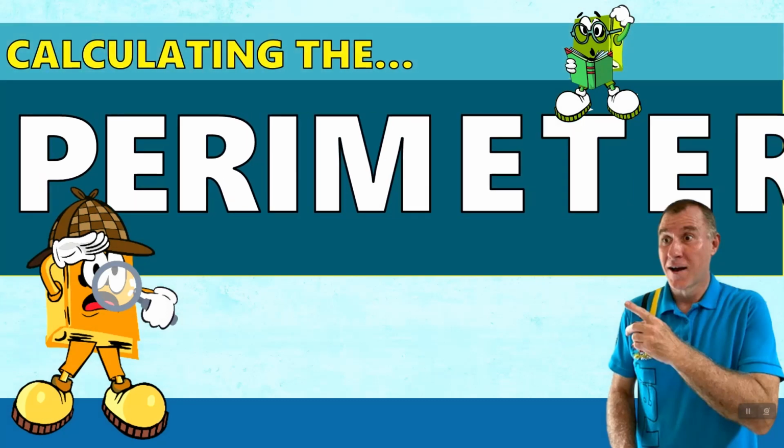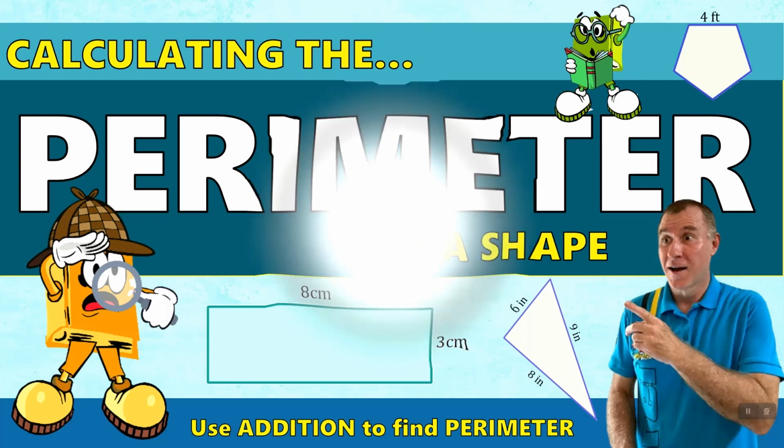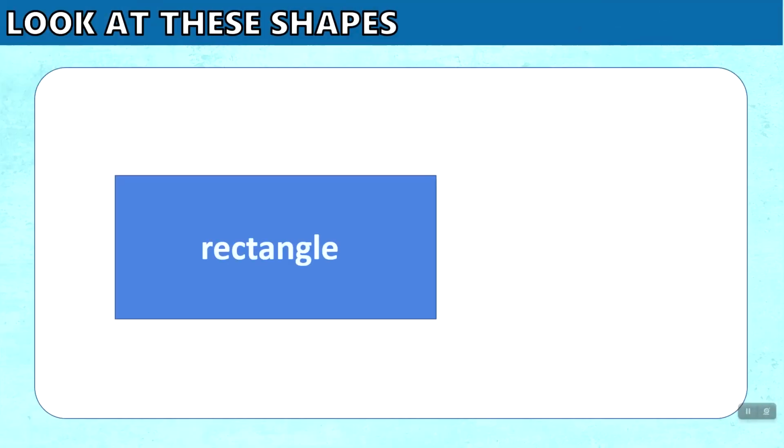In today's video, we will calculate the perimeter of a shape. We will use addition to find the perimeter of various shapes. Let's take a look. Take a look at these shapes. This first one is a rectangle.